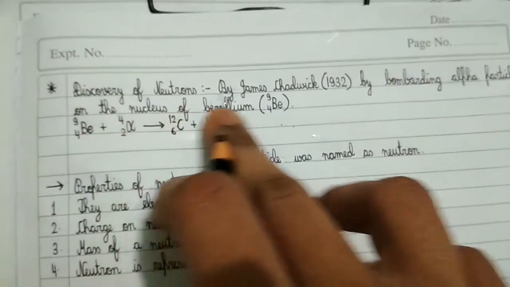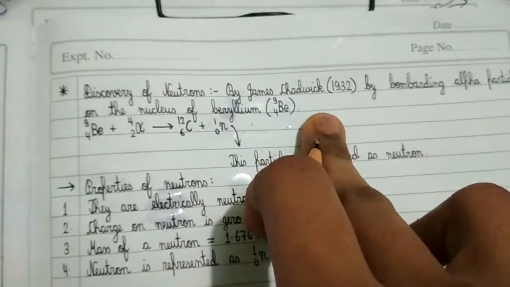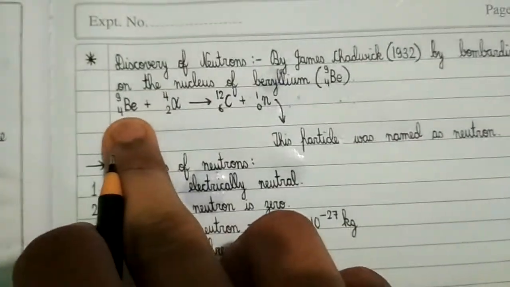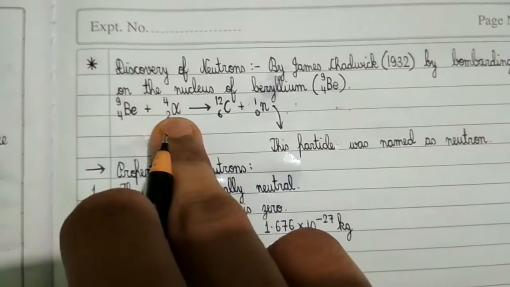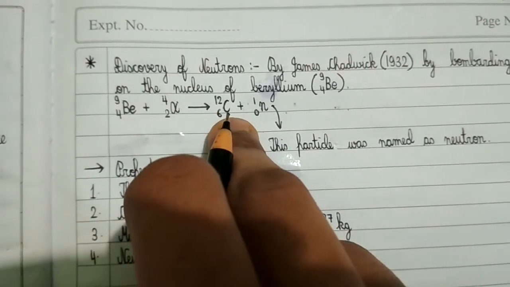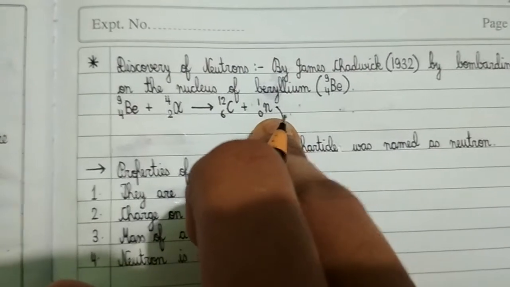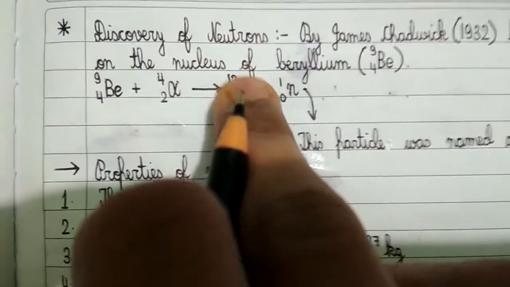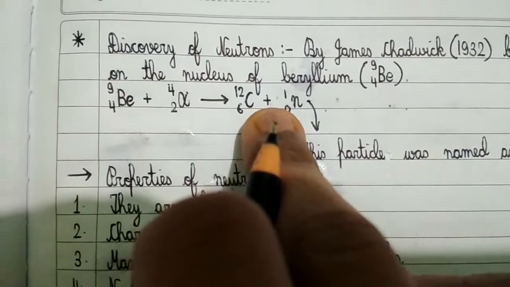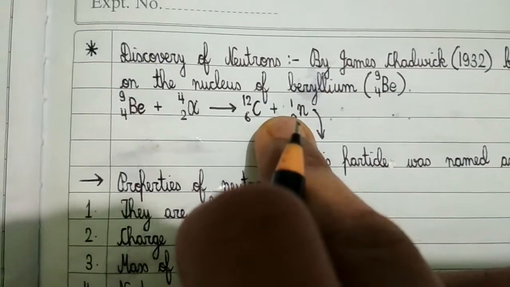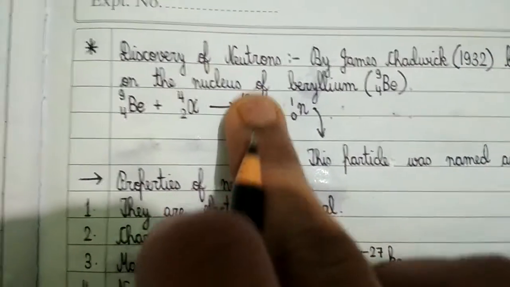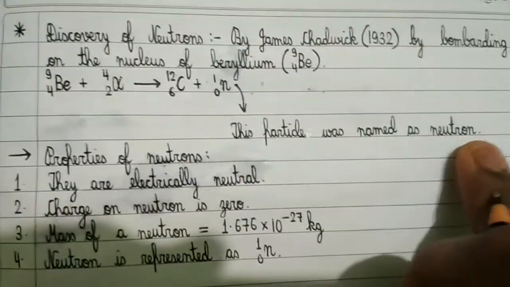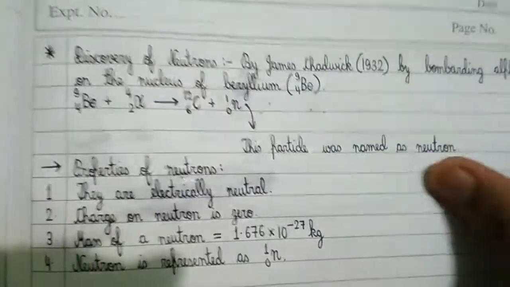So he bombarded the nucleus of beryllium using alpha particles. What was the result of the reaction? Beryllium was bombarded with alpha particles to give a carbon nucleus and one particle which had no charge but mass almost equal to that of a proton. This particle was named neutron by Sir James Chadwick because it was electrically neutral.